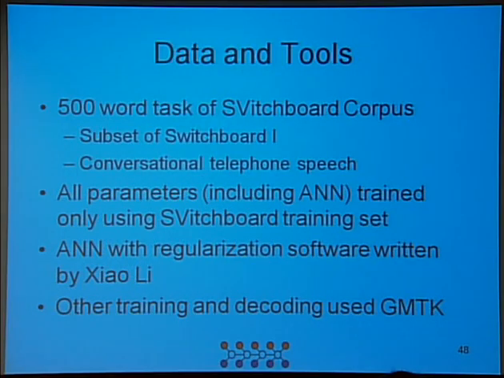Okay, the experiments were on Switchboard, and this is a subset of Switchboard 1. So this is actual conversational telephone speech. We get 500 words by extracting a subset of the utterances, so that we're only using utterances that are part of this closed 500-word vocabulary. It allows us to do faster and more experiments, but still use real conversational data. All the parameters, including the neural network, were trained only using data from the Switchboard training set. The neural network was trained with regularization using software written by Xiao Li, and all of the training and decoding was done using the Graphical Models Toolkit.